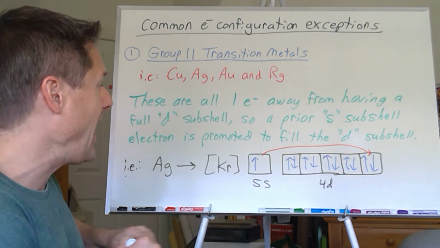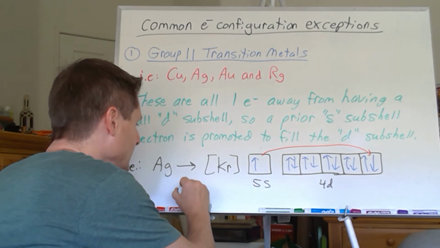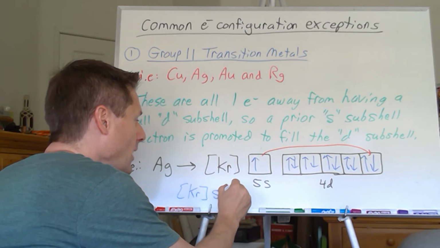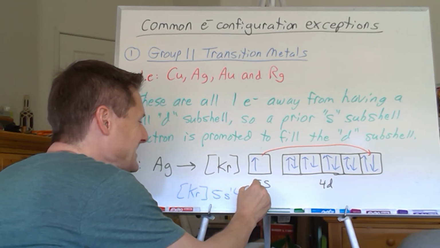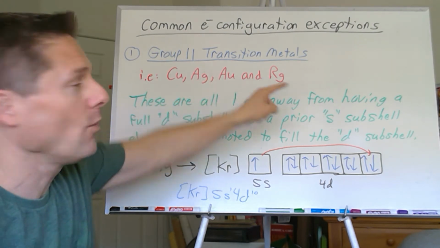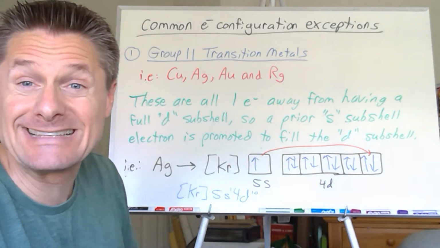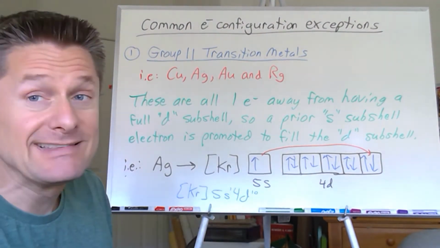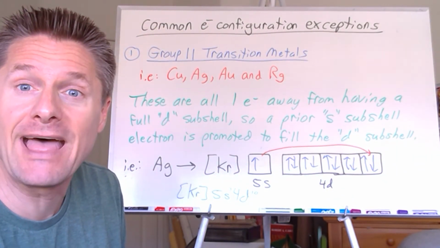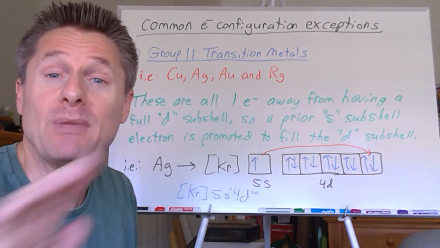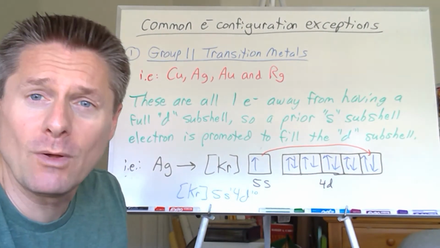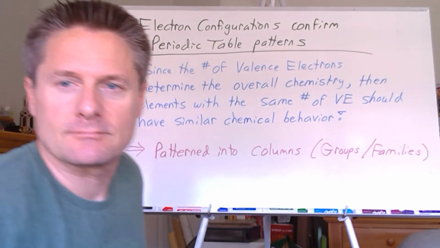So we get krypton 5s1 4d10. This is true for copper as well, gold, and rhenium as far as I can tell on that particular one. So exactly the same reasoning for the ones that have 4 d electrons that want to become half filled. Yay! Let's look at some trends on the periodic table and we'll be done, gang!